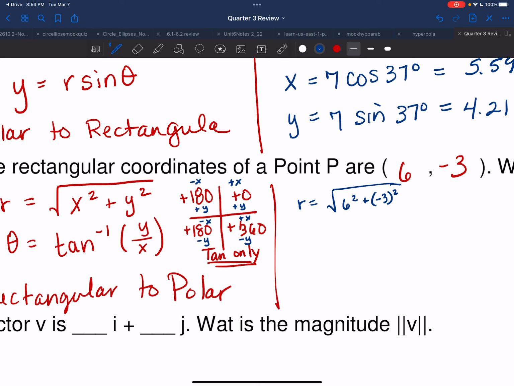Please keep that square outside the parentheses if you put negative 3 in. Quite frankly, because you're squaring it, this would be the same as doing 6 squared plus 3 squared. So if you want to drop the negative, it's fine. Mathematically, it does not change your answer. So if it's easier for you to drop it, that's fine.